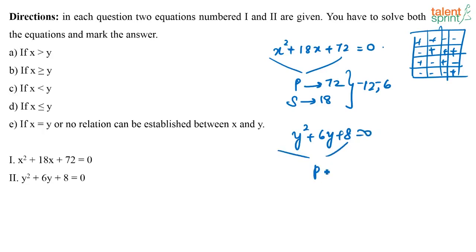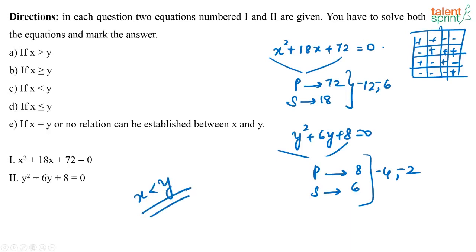So product of two numbers is 8, sum of the two numbers is 6. Now what are the roots? 8 and 6 means you have 4 and 2. Again plus plus, so both the roots will be minus minus. So very clearly you can see that y is greater than x, correct? Or you can say x is less than y. So the correct answer here is option C, x is less than y.